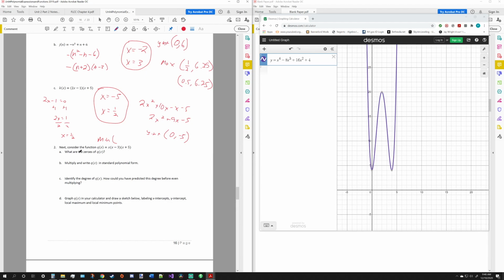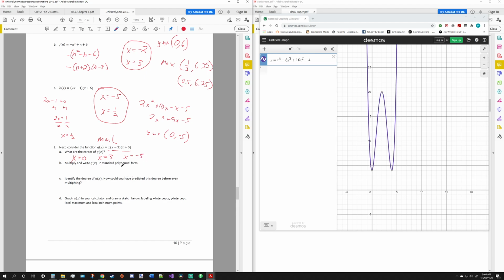All right, so number 2, what are the zeros? If you look at all of these factors, there's 3 factors. Don't forget about that x in front. So that would be x equals 0 from the first one. This would be x equals 3. This would be x equals -5.